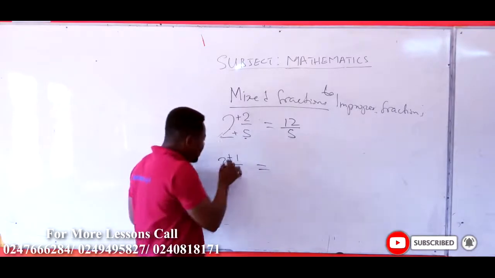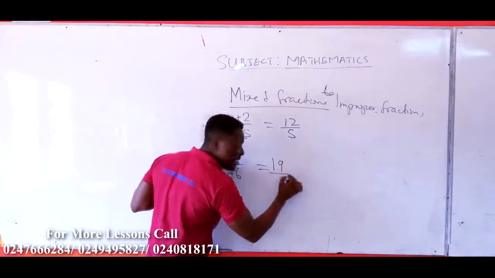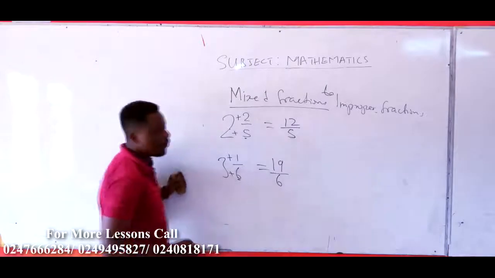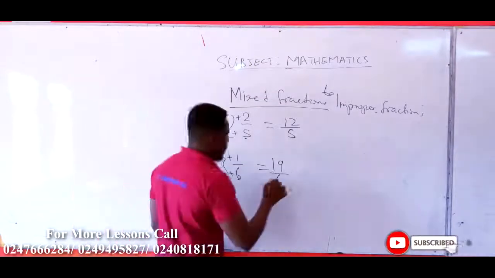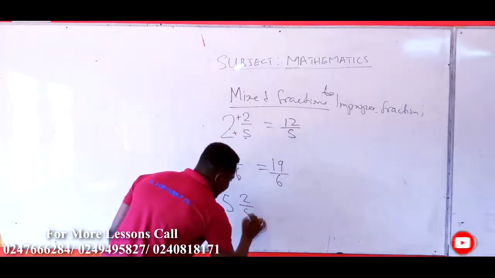18. 18 plus 1 will give me what? 19. So 19 over the denominator, which is what? 6. The final example is that I have 5 whole number 2 over 5.